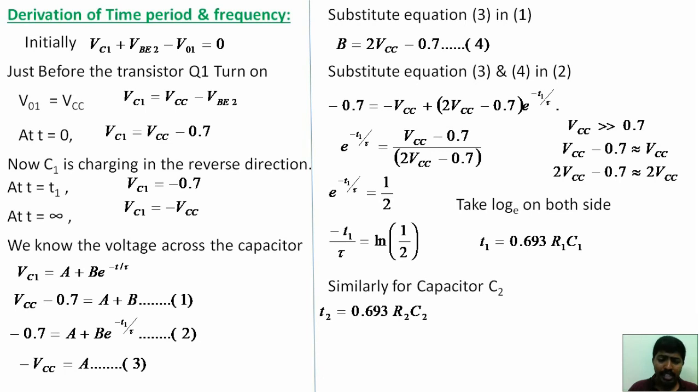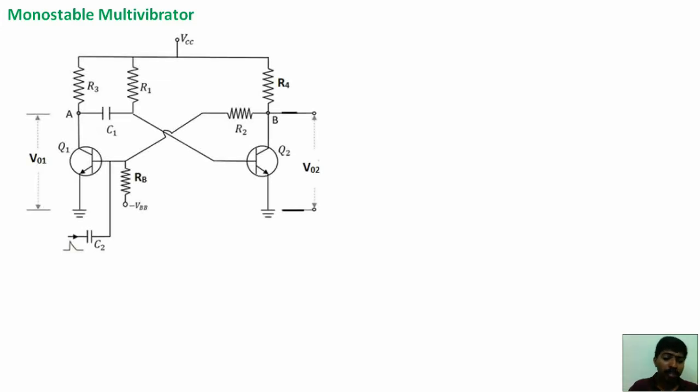Now we will discuss the operation of monostable multivibrators. This is the circuit diagram of the monostable multivibrator. It is the same as that of the astable multivibrator, but here the Q1 transistor base is connected with an external circuit. An external pulse is applied at the base of the transistor Q1.